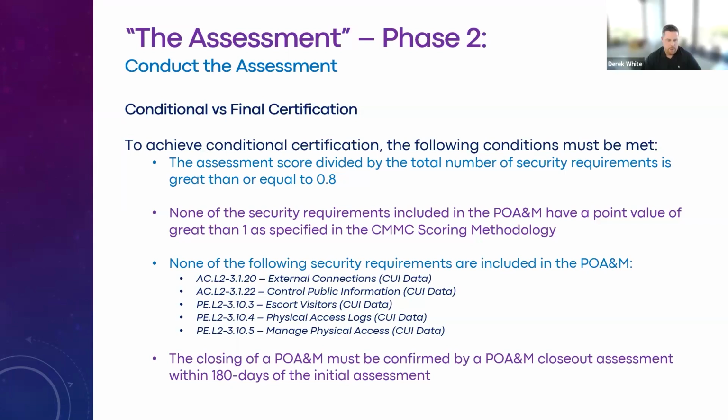Okay. And that last bullet there about closing out POAM items, can you just touch on that again real quick for me? Yep. So at the end of your assessment, once you get your score, there'll be some POAM items available for you to fix. And at the close of your assessment, the company will have 180 days from the initial assessment to close those POAMs out and have a C3PAO come out to close them out. It could either be the C3PAO that you initially engaged with, or it could be another C3PAO to come out and do the POAM closeout.